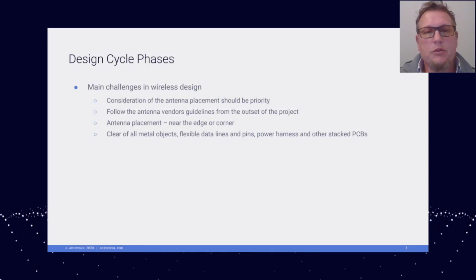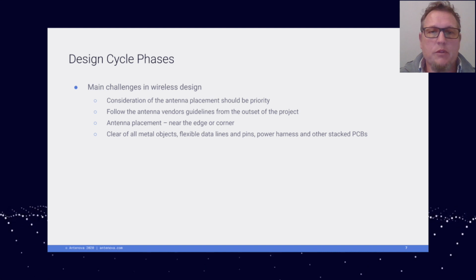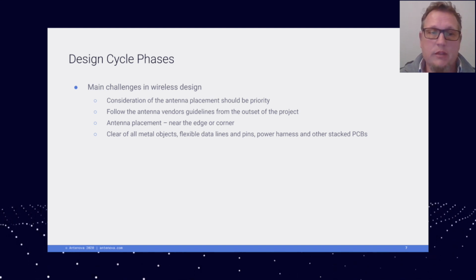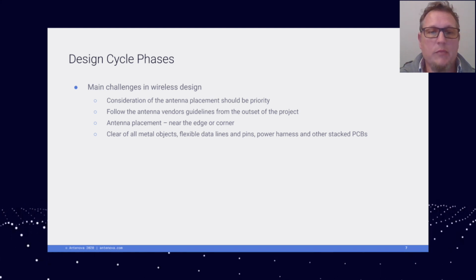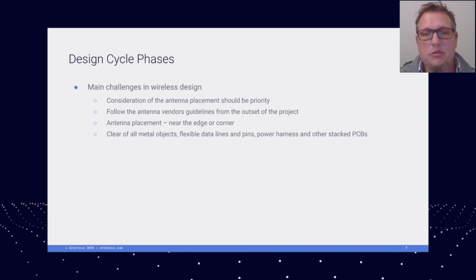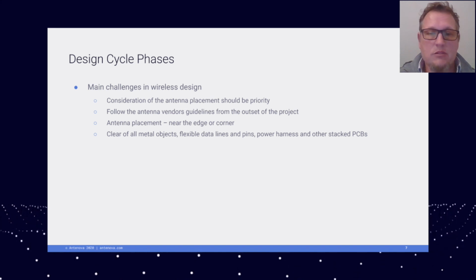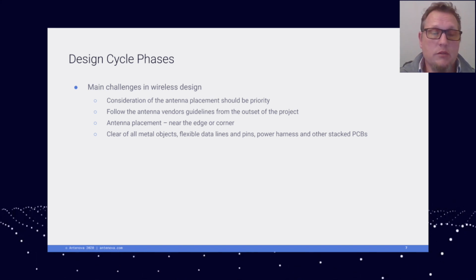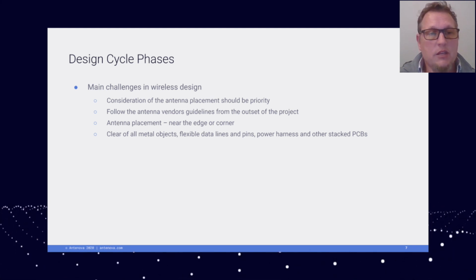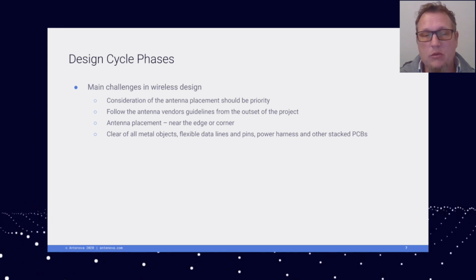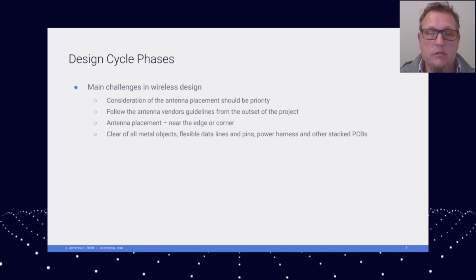The last thing to consider during your design cycle are the main challenges of wireless design. Consideration for the antenna placement should be the first priority and the top priority. Placement of the antenna inside the device should not be near metallic objects such as Ethernet connectors, USB-C connectors, battery supply lines, data lines, LEDs, or the LCD of your device. All of these generate noise, and the antenna can and more than likely will pick up that noise over the signal that's the desired signal that you're trying to receive.